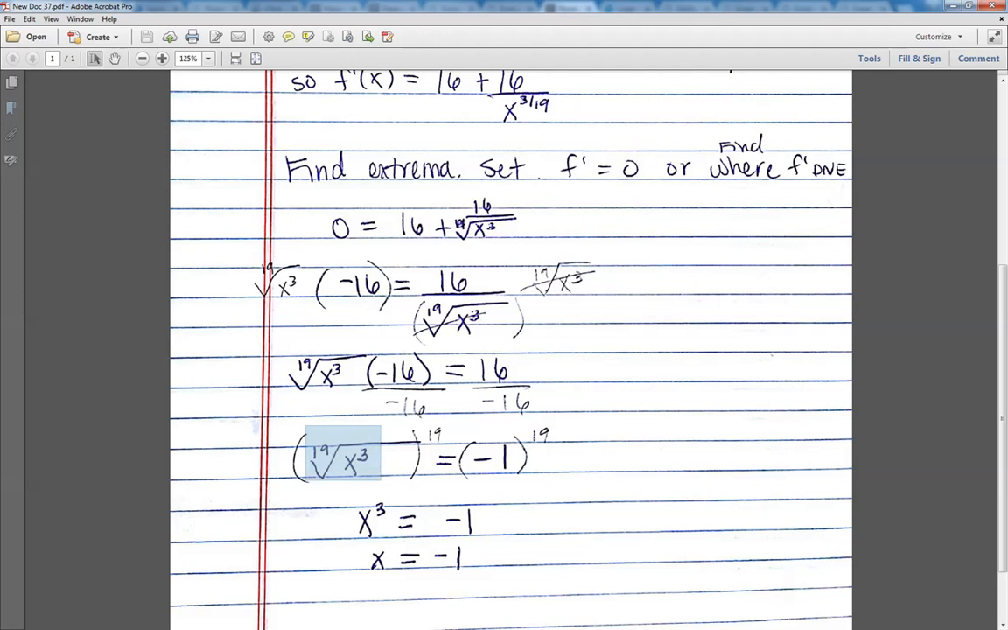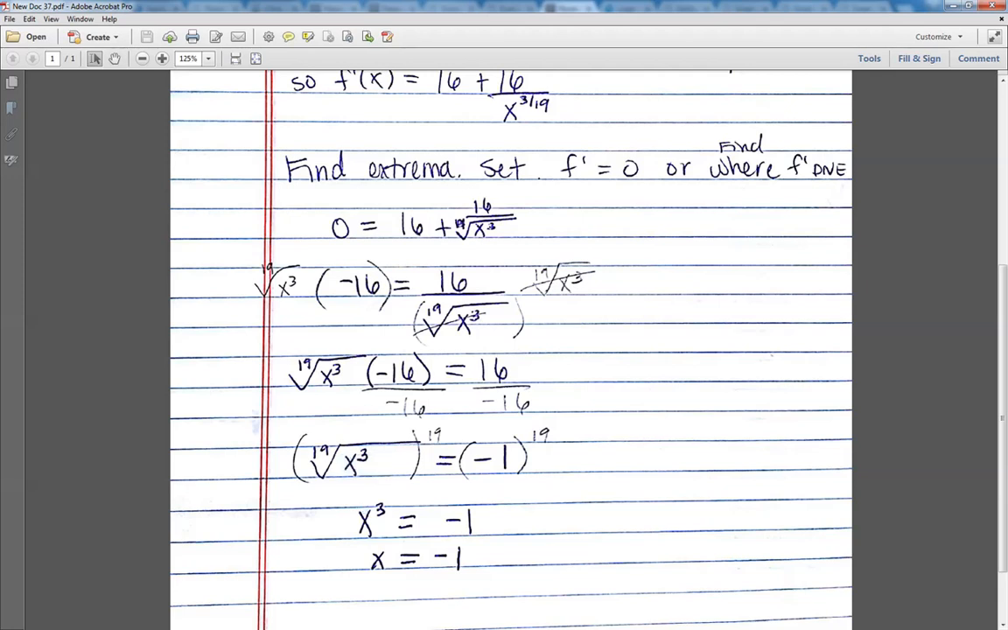Well, how do I isolate my radical? I raise both sides to the power of the index. So if I've got the 19th root, I'm going to take everything to the 19th power. Well, that's not too bad. It looks worse than it is. That will end up giving me my x cubed, right? I take the 19th power of something to the 19th root, and I just get back what's called the radicand, the stuff under here.